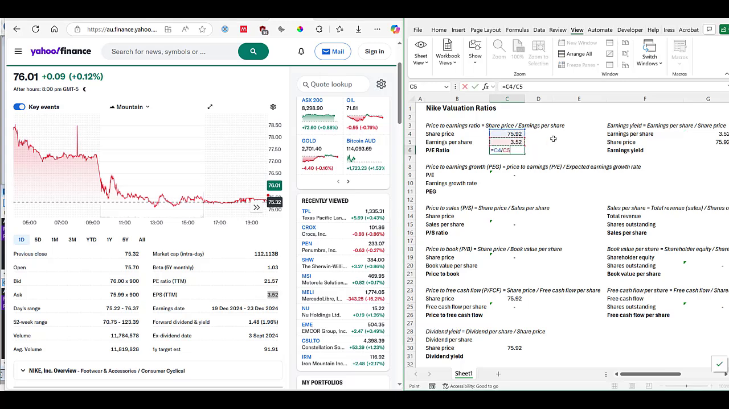75.92 divided by 3.52 equals 21.57. A PE ratio of 21.57 means you are paying $21.57 for $1 of Nike's earnings.